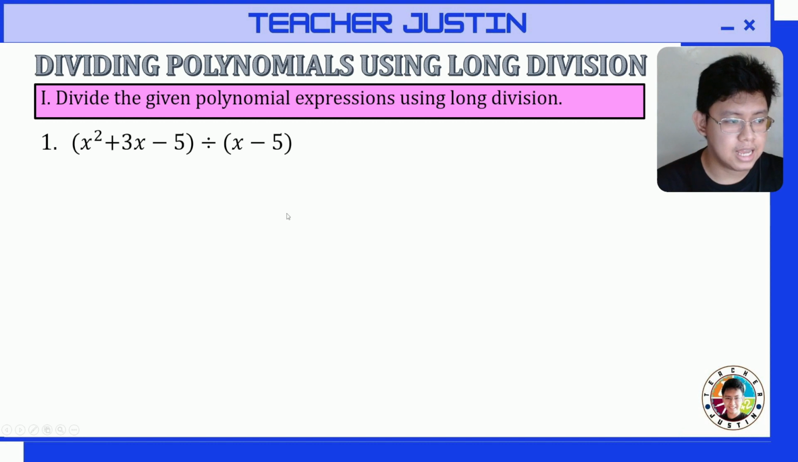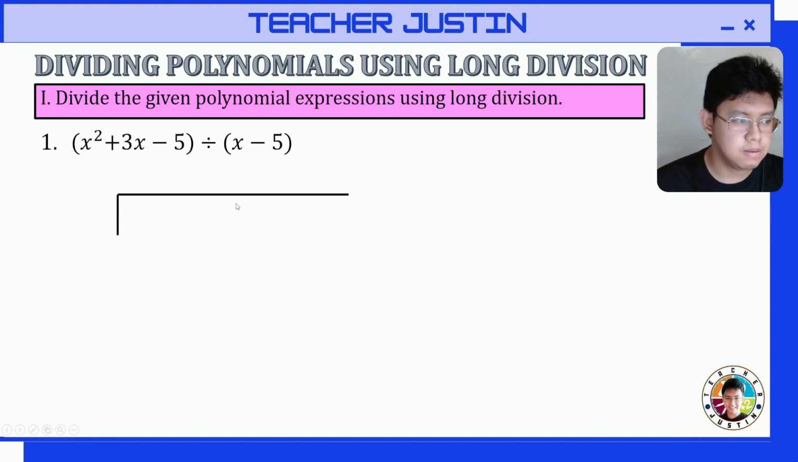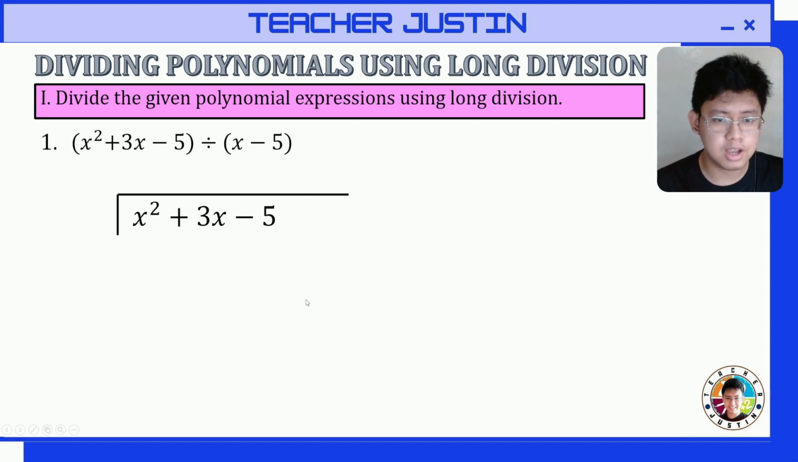So, ang ilalagay natin dito, sa loob, ang lalagay natin will be the dividend. So, lagay natin si x squared plus 3x minus 5. Tapos, yung divisor natin, ilalagay natin sa labas. So, we will have x minus 5 outside this division bar.